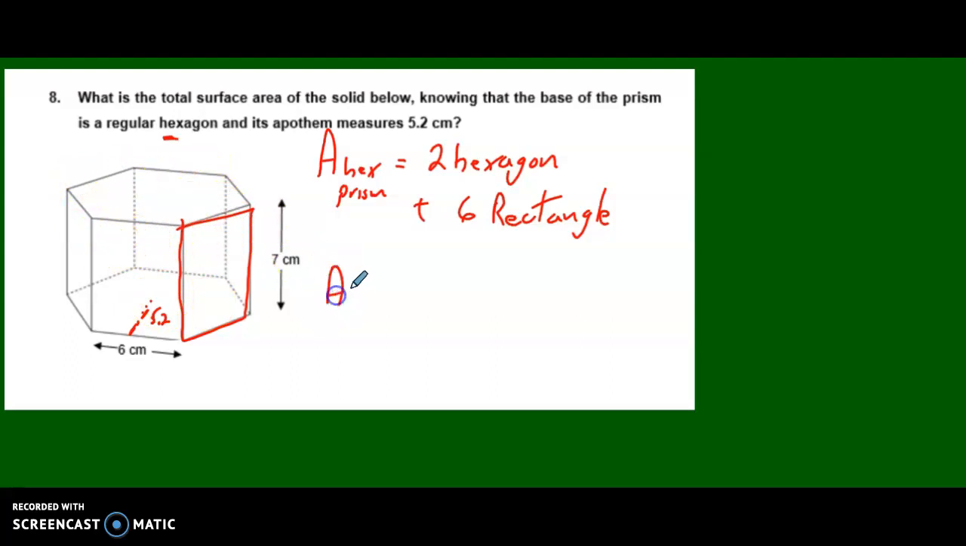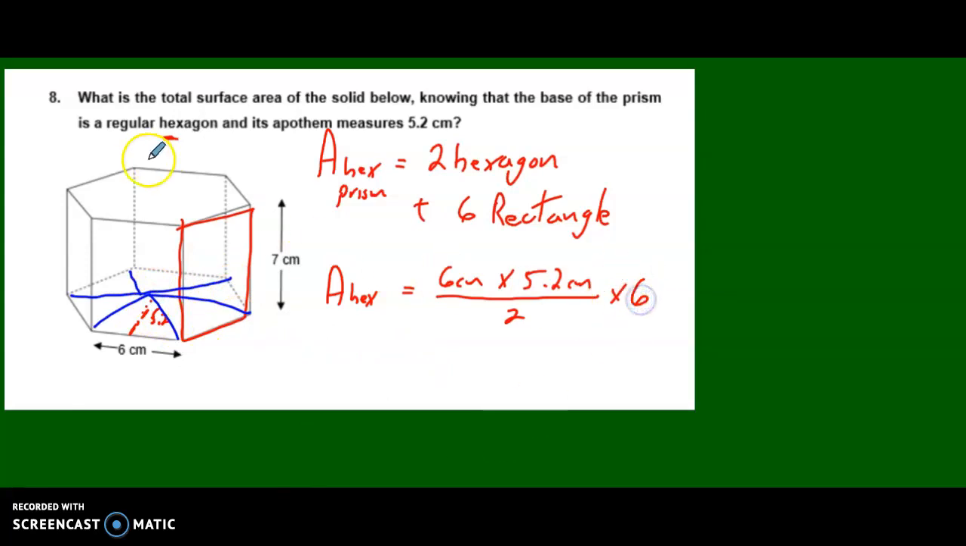The area of a hexagon, if you remember, is base 6 centimeters times apothem 5.2 centimeters divided by 2. That's like finding the area of a triangle, and there are 6 of them. Base times height divided by 2 is a triangle, but there are 6 of those triangles, so times 6. And because I have 2 hexagons, I have to multiply this whole thing by 2. That's the top and the bottom.